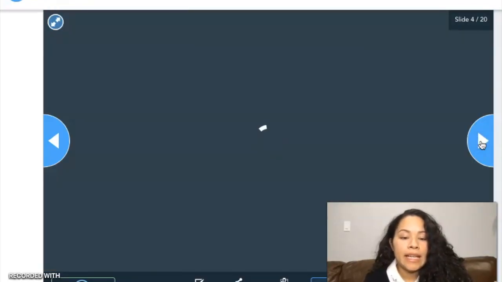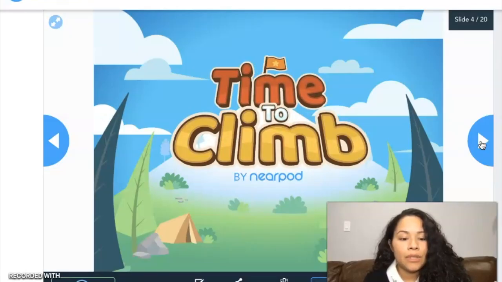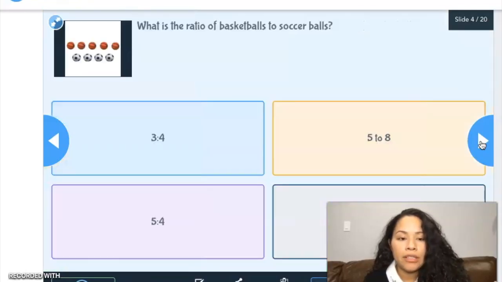Now you will be partaking in a game-based activity, which is just to review prior knowledge that we learned in yesterday's lesson. Go ahead and answer the question. What is the ratio of basketballs to soccer balls? Make sure you are paying really close attention to the language. Which is telling us that first we need to list the number of basketballs. In this scenario, we have 1, 2, 3, 4, 5 basketballs to 1, 2, 3, 4 soccer balls. So our answer would be 5 to 4.